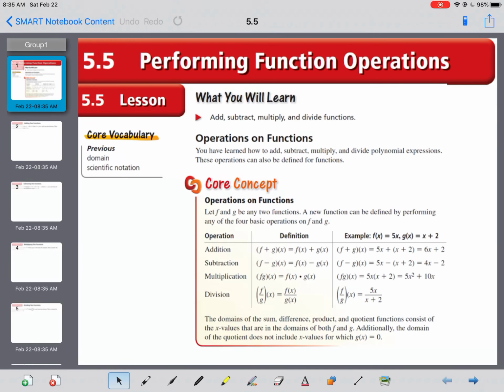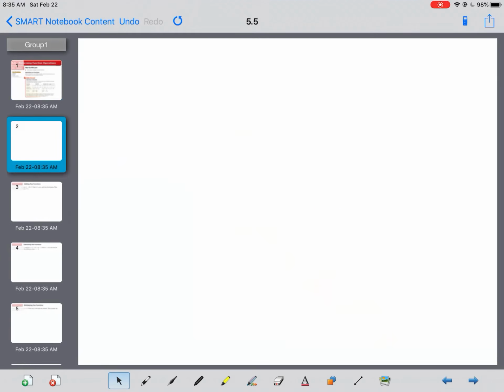Chapter 5, Section 5, Performing Function Operations. What we have to worry about here is function notation. Function notation is just taking different equations that all look similar, that are all y equals, and giving them different names so you know which one you're talking about at which time.